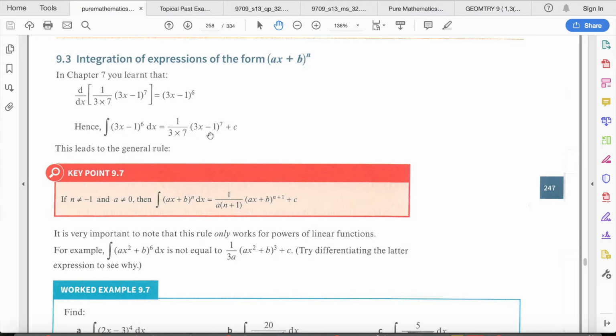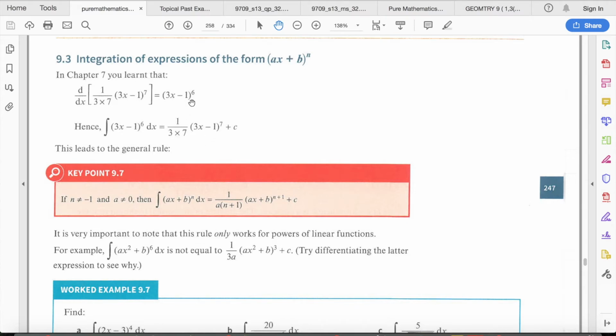Now let's check. When you differentiate this expression, the power comes down, so 7 comes here. 7 and 7 cancel out each other. Then 1 is subtracted from the power, so the new power will be 6. Then the differentiation of the interior expression comes out. What is the differentiation of 3x minus 1? 3. 3 also comes out. So you have 3 out, you have this 7 as power out, and 1 is subtracted from the power. So 3 cancel out, 7 will cancel out each other. So the differentiation of this expression will be 3x minus 1 to the power of 6.